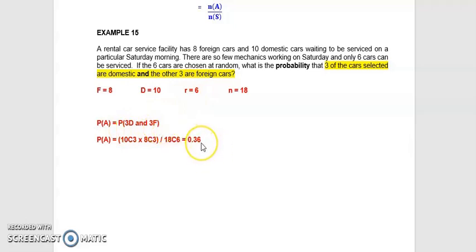If your answer here was, for example, 0.8, which is closer to 1, we can say that there is a high probability for 3 domestic and 3 foreign cars to be selected. If we get 0, it means there is no chance at all. But if we get exactly 1, it means it is certain that the 3 domestic cars and the 3 foreign cars will be chosen.